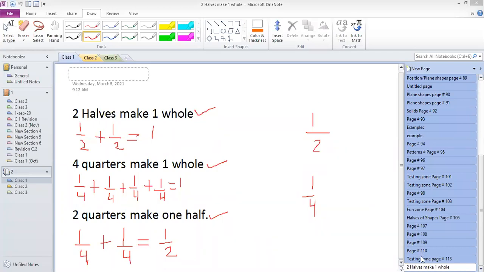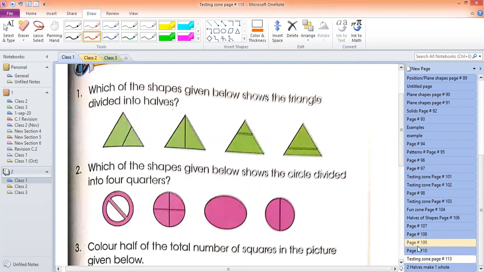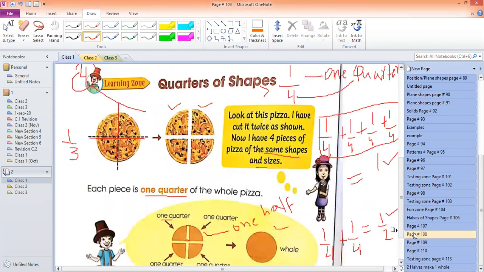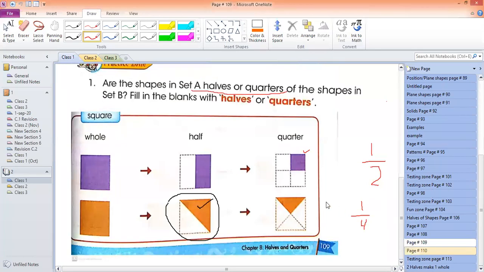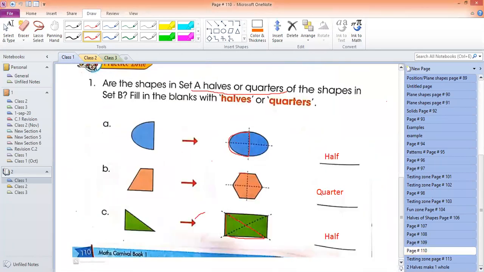Very good. Okay, so with this concept, we'll go further. In the last class, we completed page number 110, where you need to complete this. Are the shapes in the set A halves or quarters of this other shape? So this was the half of this circle, that's why you write half. This was the quarter of this hexagon, that's why you write quarter. And this was the half of this rectangle, that's why you write half.